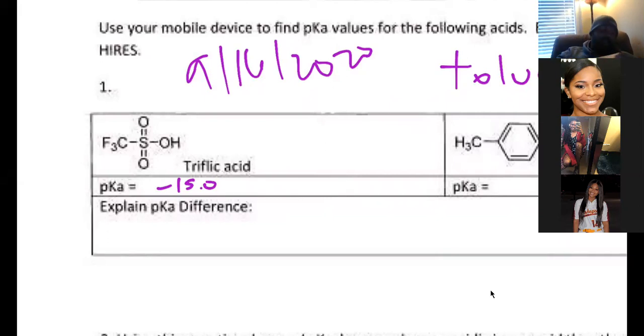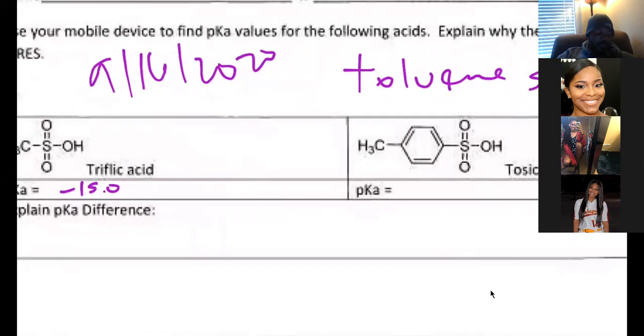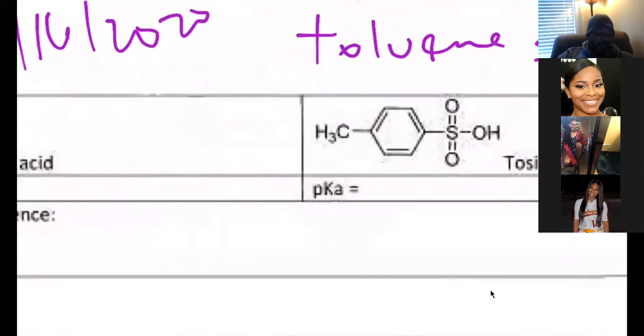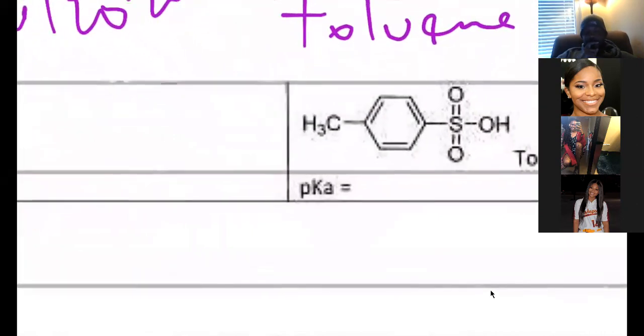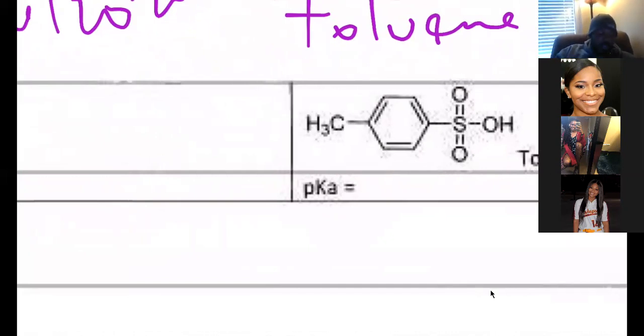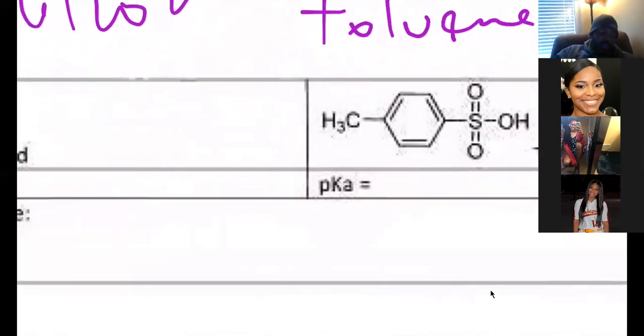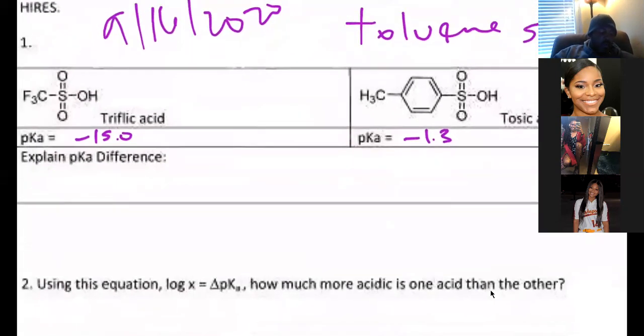All right, what about tosic acid? Anybody got that? Or toluenesulfonic acid? I don't know if this is right, but it says -1.34. That sounds about right. It's also very acidic. I'm saying -1.3. We'll take it.